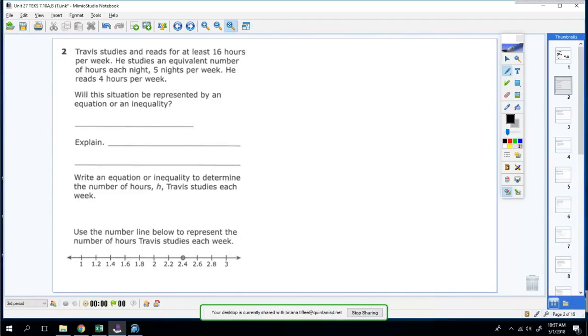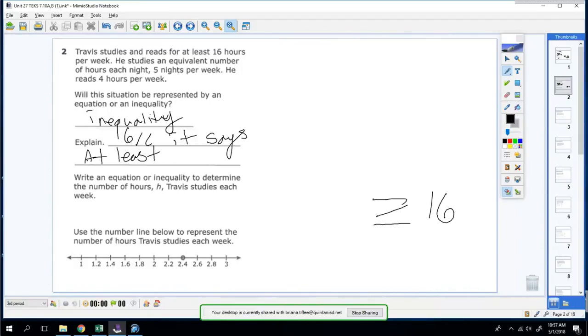Number 2, Travis studies and reads for at least 16 hours per week. He studies an equivalent number of hours each night, 5 nights per week, and then he reads 4 hours per week. This is going to be an inequality because it says at least 16 hours. That means 16 hours or more. So the inequality would be greater than or equal to 16, and it would be 5x plus 4.